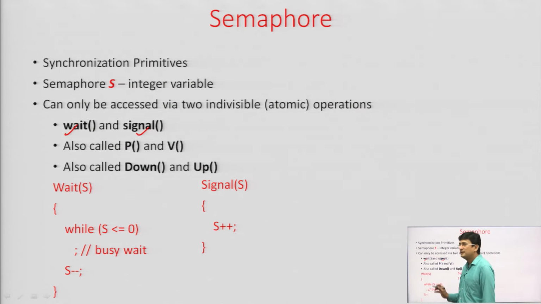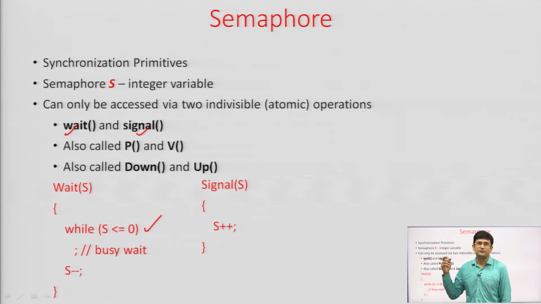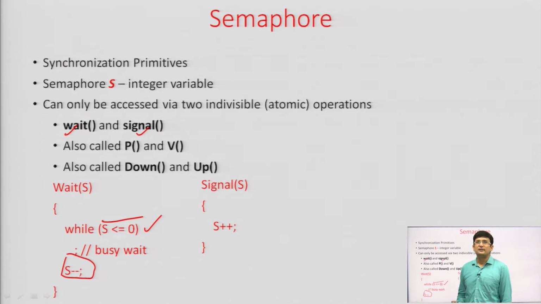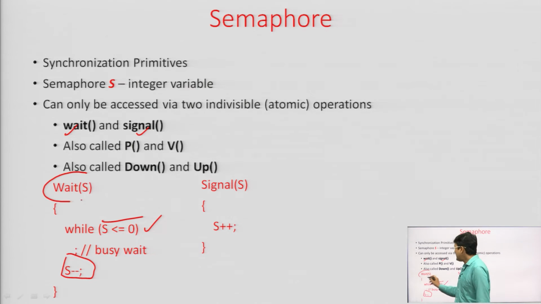So, what does the wait do? It checks the value of the semaphore. If the value of the semaphore is less than or equal to 0, it will keep waiting. It is something like knocking at the door continuously. So, while s is less than or equal to 0, this will keep waiting and checking this condition, and if this value becomes 1, it means this is now the turn for entering into the critical section. The semaphore value is decremented and the critical section entry is allowed.